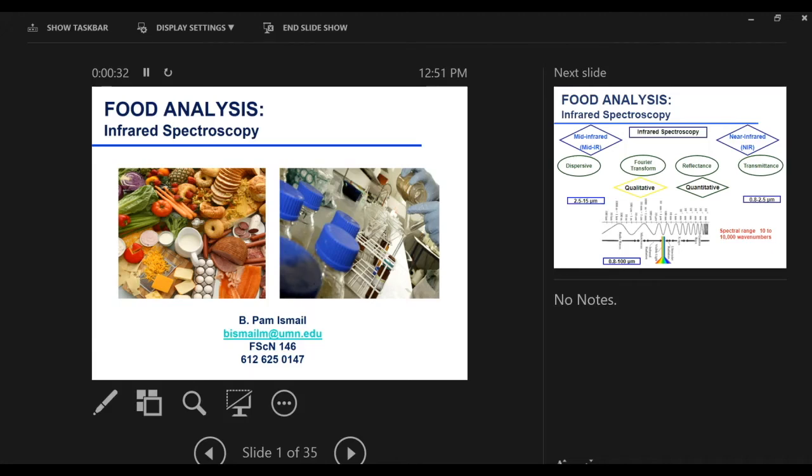The last bit is IR spectroscopy, so there's no lab associated with it, but it's an important tool in food analysis, especially for online measurements and quality control assurance, identification, forensics. It's used a lot. So it's a very important tool.